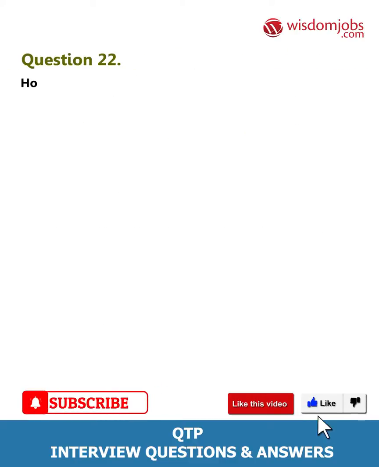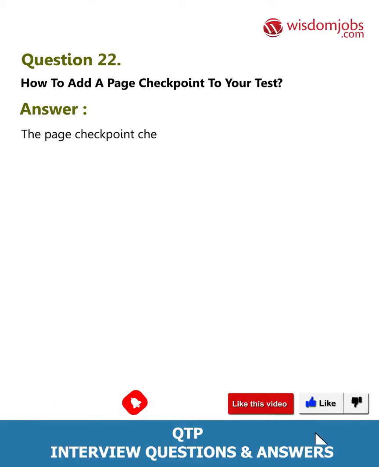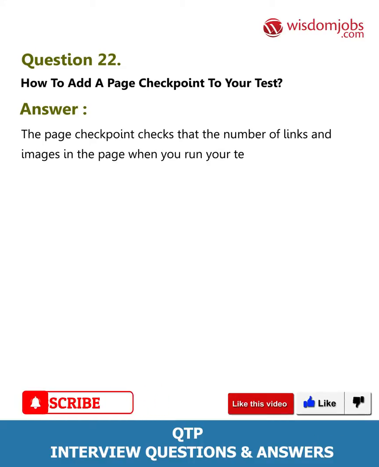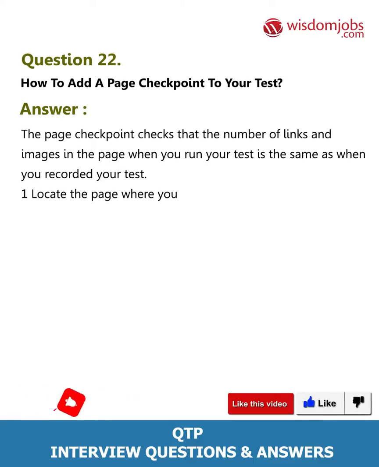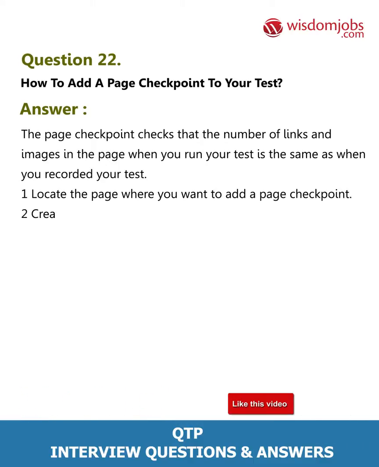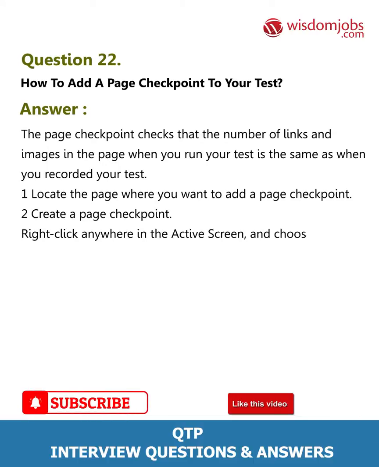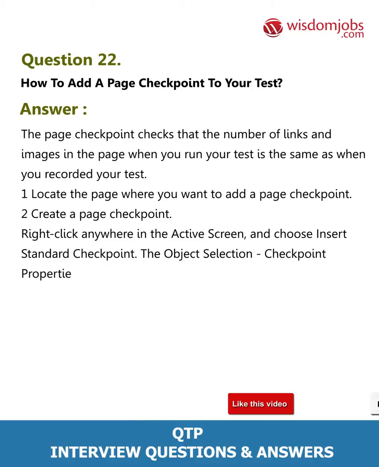Question 22. How to add a page checkpoint to your test? Answer. The page checkpoint checks that the number of links and images in the page when you run your test is the same as when you recorded your test. 1. Locate the page where you want to add a page checkpoint. 2. Create a page checkpoint. Right-click anywhere in the active screen and choose Insert Standard Checkpoint. The Object Selection Checkpoint Properties dialog box opens.